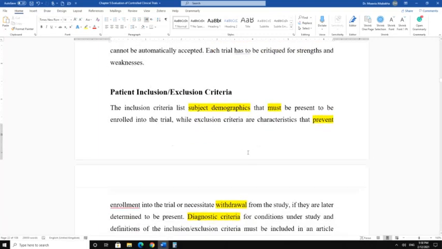Inshallah, next week we will talk about patient inclusion and exclusion criteria.